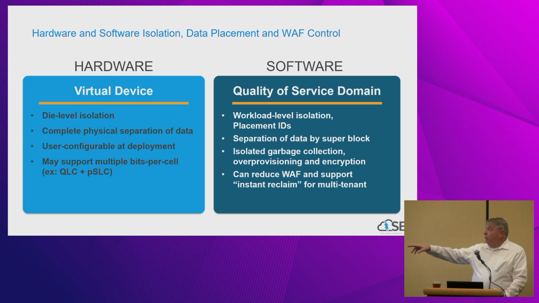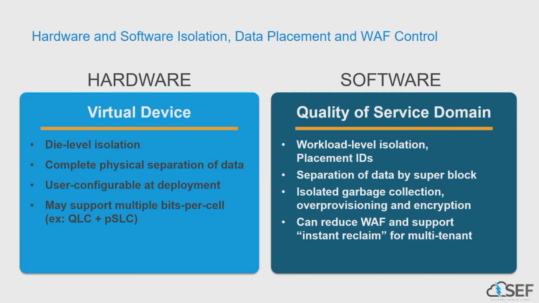Okay? Once you've got that virtual device defined, then you can come in and put in that quality of service domain. This is that software definition of further finite scale. This is where you can define your workload level isolation. You can use placement IDs, namespaces. You can separate data by superblock. So once you've defined what the QoS domain is, it can assign a superblock to that particular QoS domain or that particular placement ID. That superblock within that physical location will never be shared with another QoS domain. So it's always isolated at the superblock level.